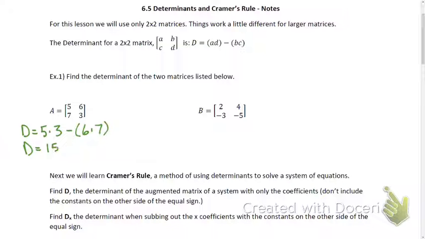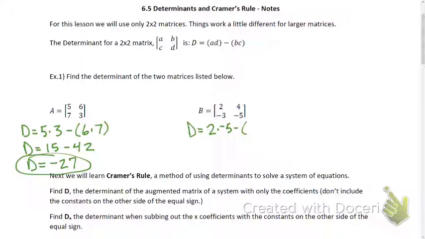So we end up with negative 27. Let's try matrix B. We multiply the diagonals and subtract the second diagonal. This one we end up with 2. All right, so we're going to apply that when we use Cramer's rule.